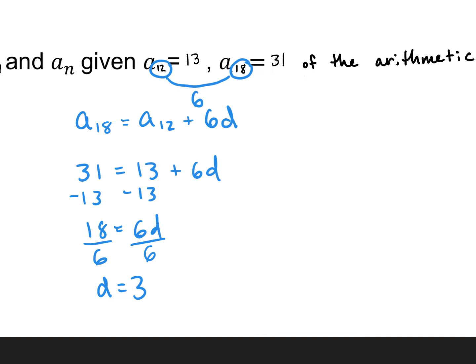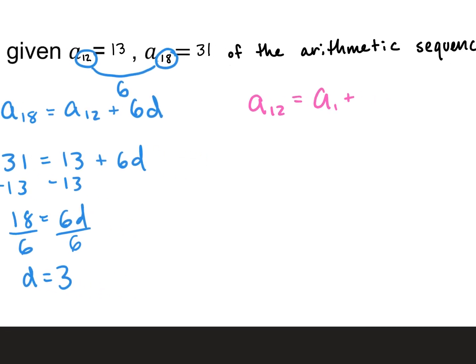Find your a sub n formula. Okay, I can find the a sub n formula. What I did is I worked backwards, so I plugged in my a sub 13. We can do that. So a sub 12 is equal to a sub 1 plus, what's the difference between 12 and 1? 11. So it's just 12 minus 1. And then what's our common difference? What's D? 3. Oh, wow.